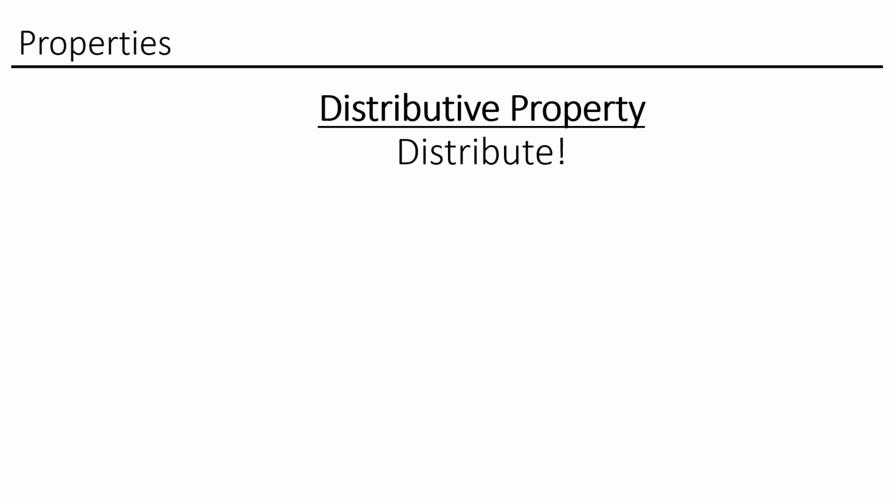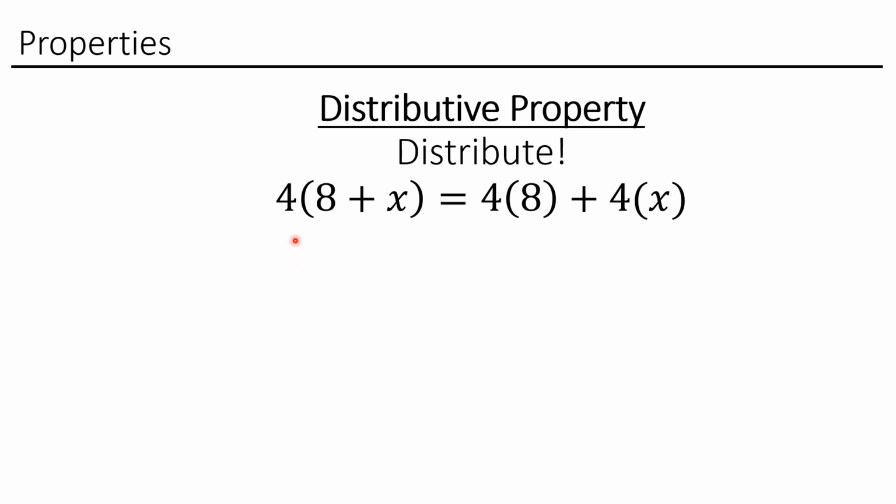The distributive property, I think about it as distributing or handing out, like when I hand out worksheets in a class and I distribute things to everyone. Basically you just have to make sure that everybody gets one. We're distributing this 4 to everybody in the parentheses. We have to make sure that everybody gets a 4. So when I distribute, the 8 has to get a 4 and the x has to get a 4.